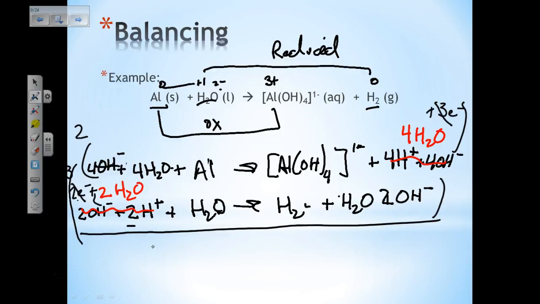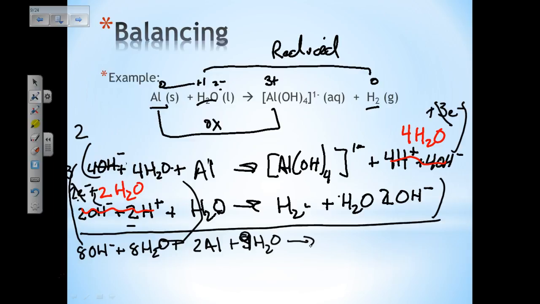Okay, so now let's bring down all the reactants. This is 2 times 4 is 8, 8OH minus plus 8H2O plus 2Al plus, here's an H2O and here's an H2O. There's 2, so that's 3H2O. Oh, but wait, it's times 3, so this is actually 9H2O, reacts to form.